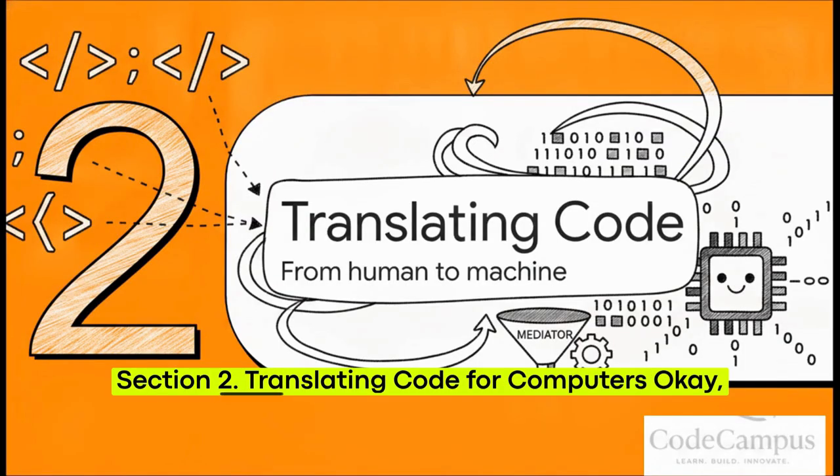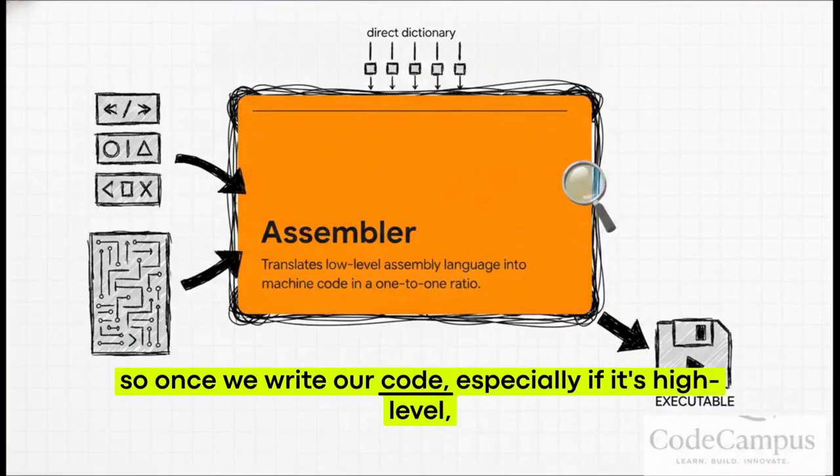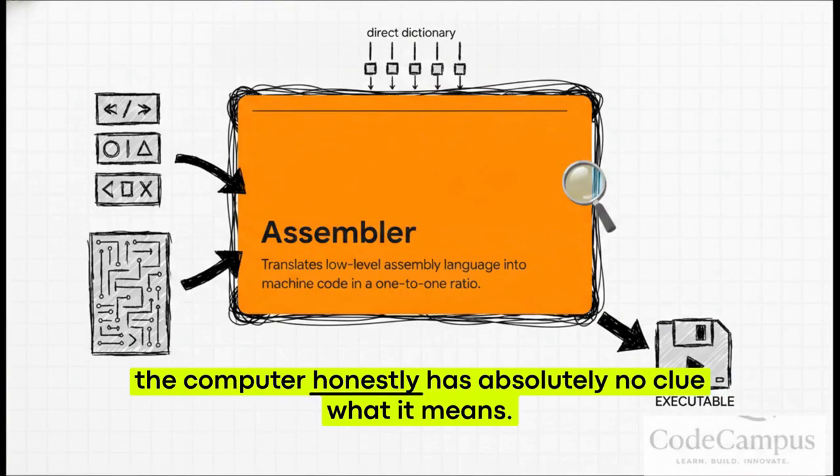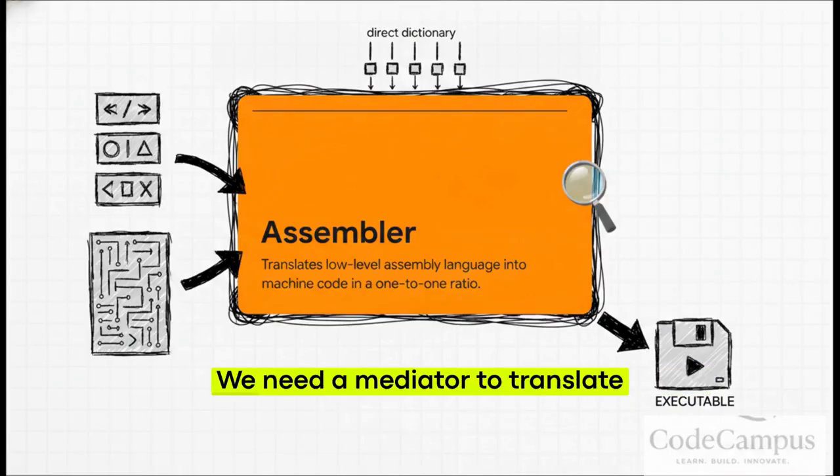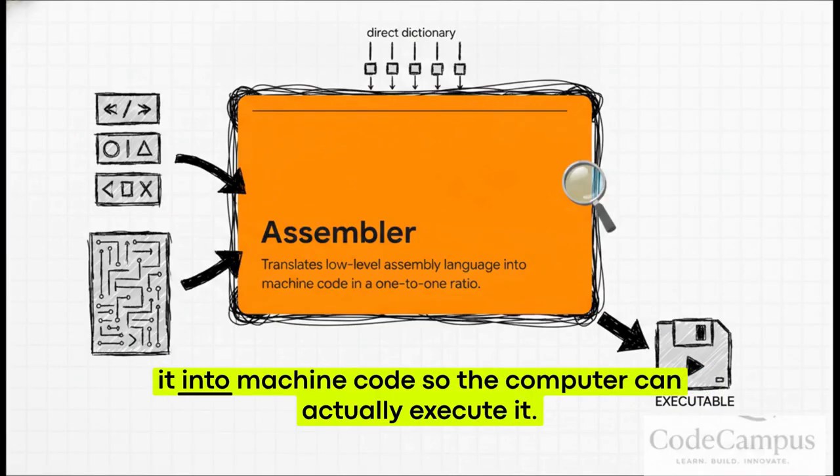Section 2. Translating code for computers. Okay, so once we write our code, especially if it's high-level, the computer honestly has absolutely no clue what it means. We need a mediator to translate it into machine code so the computer can actually execute it.